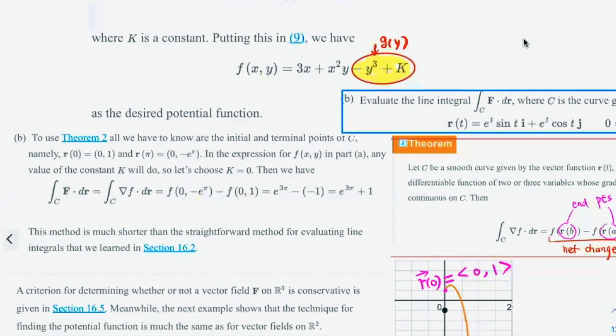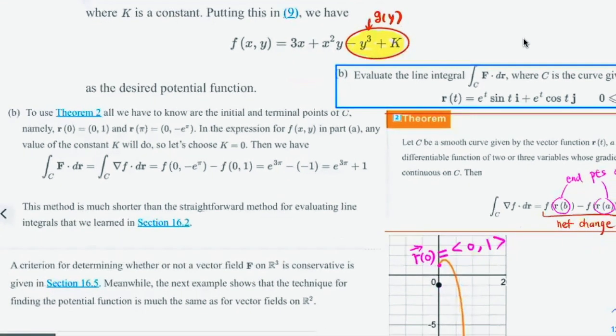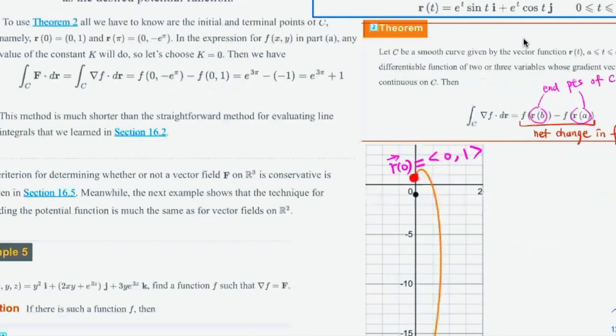So let's make things simpler. Just think about k equal to 0. So we're going to choose k equal to 0, and let f of x, y equal this function with k equal to 0. So substituting the two endpoints in, the small f function at this terminal point minus the small f function at the initial point, we got this result here. So this is the integral of the big F along this curve from this point to this point.